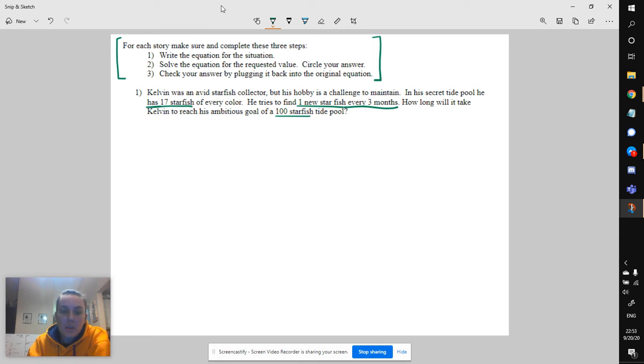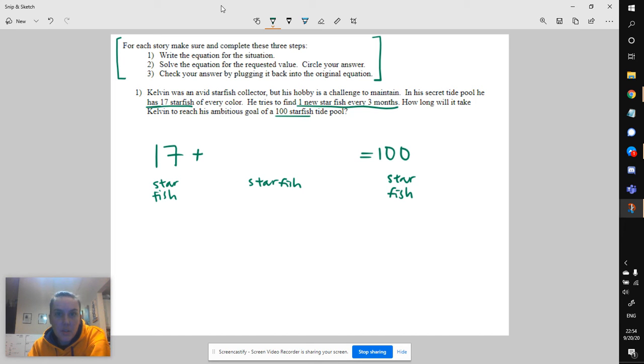Okay, so what I'm thinking is we've got 17, we want to add something, and then eventually we'll have 100. Cool. So far, this is 17 starfish plus some other number of starfish equals a total number of starfish, which is good. We want it all to be the same unit, right? Except now I'm going to say, okay, we get this many starfish every month.